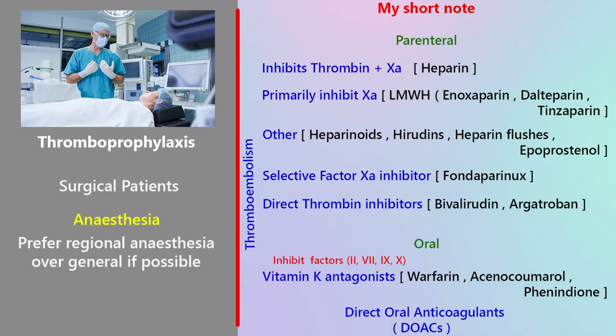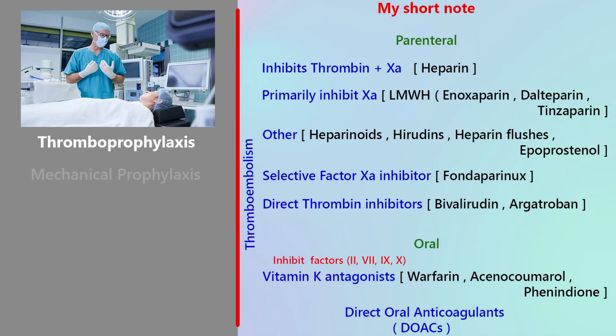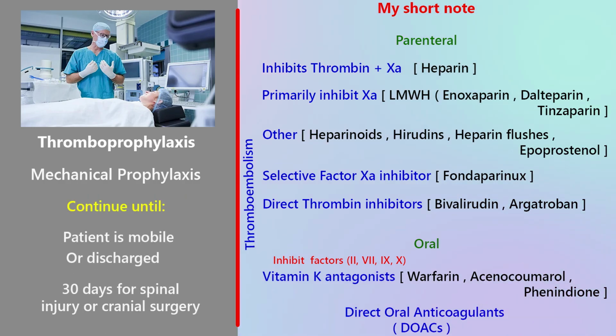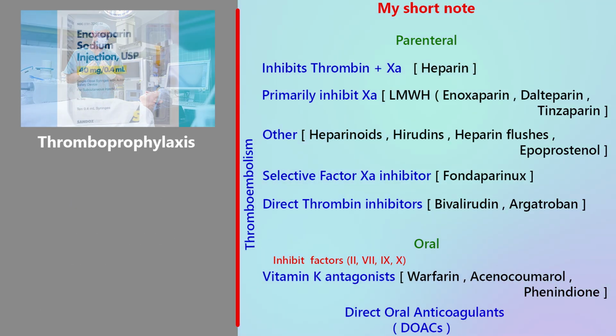Let's move to surgical patients because exams love them. If possible, regional anesthesia is preferred over general anesthesia. It reduces VTE risk. Mechanical prophylaxis is offered in many surgeries: major trauma, cranial surgery, abdominal, bariatric, thoracic, cardiac, ENT, and spinal surgery. Prophylaxis continues until the patient is mobile or discharged. But note this carefully. For spinal injury or cranial surgery, it continues for 30 days.